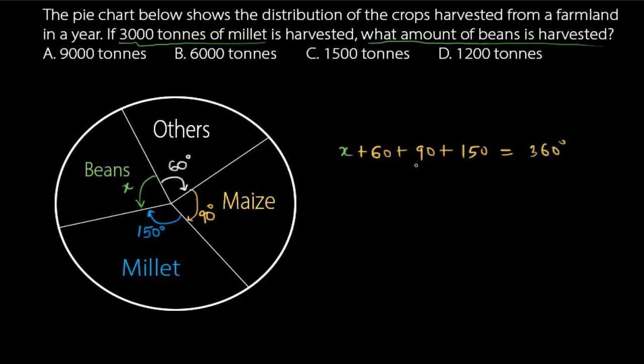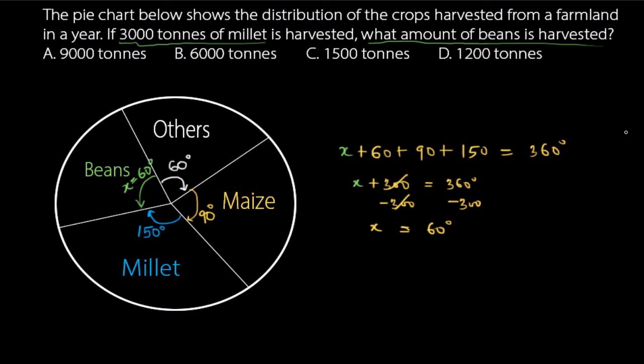Now, 60 plus 90 is 150, plus 150 gives us 300. So x plus 300 equals 360 degrees. To find x, we deduct 300 from both sides, so minus 300, minus 300. This crosses out, and you're left with x equals 360 minus 300, which gives us 60 degrees. So the angle x must be equal to 60 degrees. Now the whole pie chart is full, and we have all the information on it.